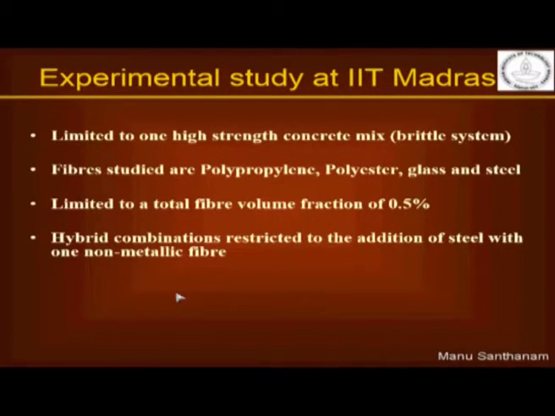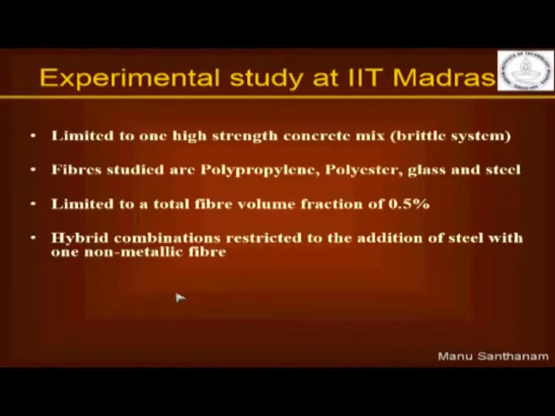Okay. So, here I am describing to you an experimental study that we did at IIT Madras. We chose a very brittle system, a high strength concrete, and we used different types of fibers as fiber reinforcement for the concrete. We used polypropylene fiber, polyester, glass and steel fiber, and the total volume fraction for the fibers was 0.5%. Now, you can imagine that fibers are dosed in concrete up to the level at which they don't cause much workability problems, because fibers can cause a lot of workability problems if they are not at the right size. Okay. So, 0.5 volume percent of the concrete was fiber.